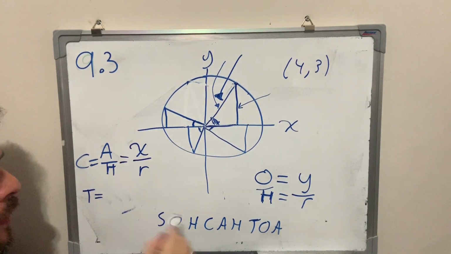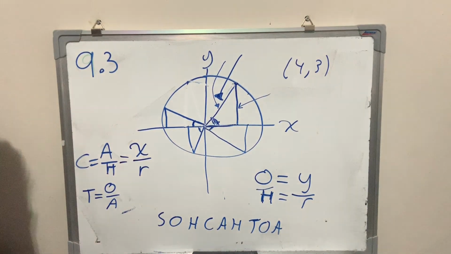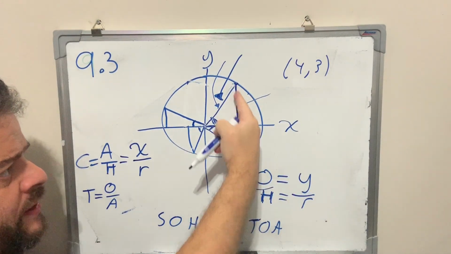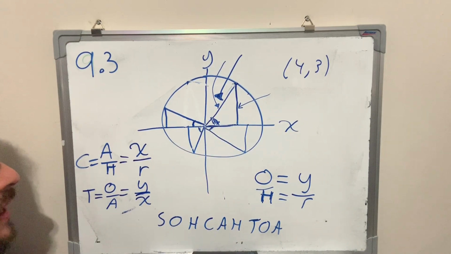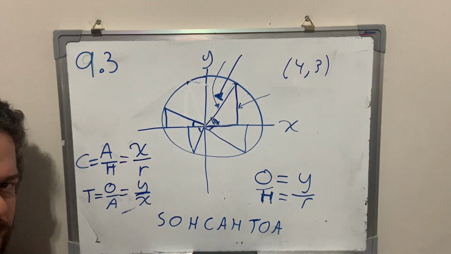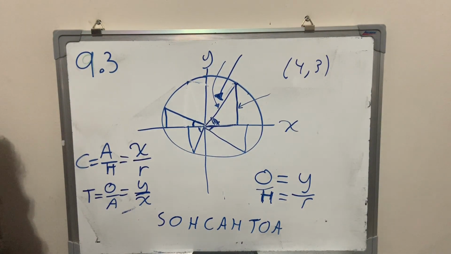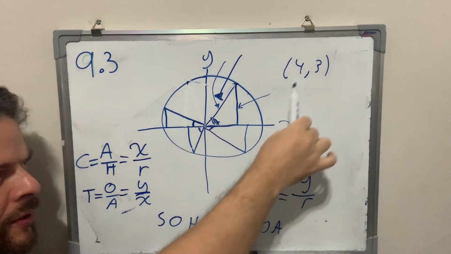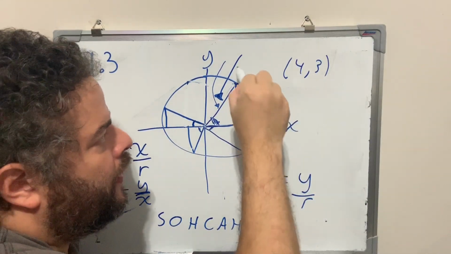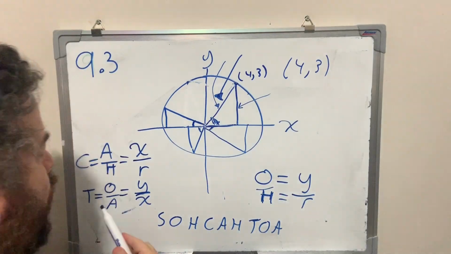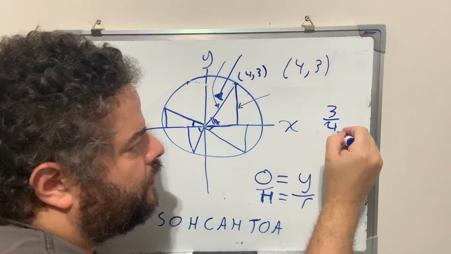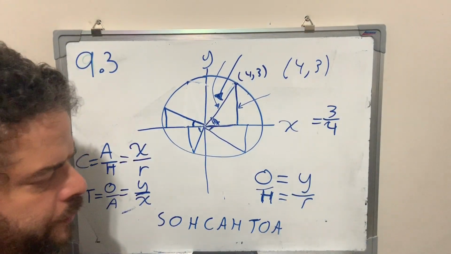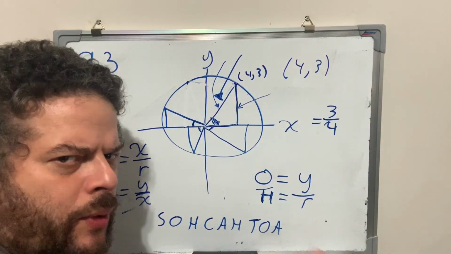And tangent would be opposite over adjacent. Now you know that the opposite is always the y value, and the adjacent is always the x. So tangent would be the exact same thing as y over x. So if I tell you, find the tangent formed by a triangle circumscribed in a circle using this point, 4, 3, then the ratio of tangent would pretty much be y over x. We're going to do example 2 now.